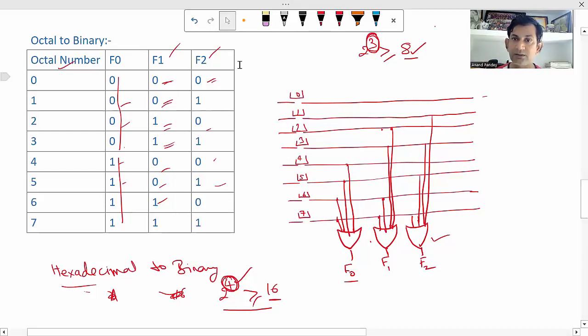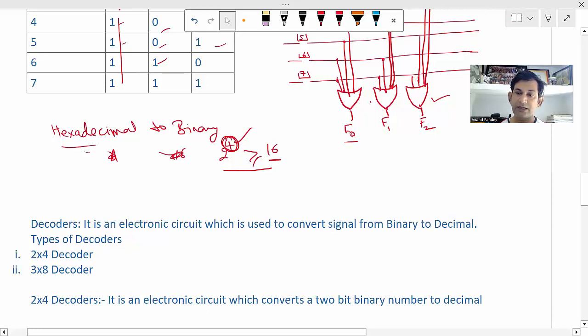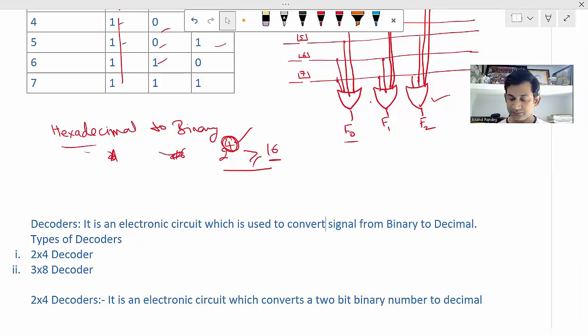Okay, now the next circuit is decoders. So here is the definition of decoders in front of you. You can see it is an electronic circuit which is used to convert signals from binary to decimal. Okay, decoders are used to convert from binary number system to decimal number system only. Okay, and here we have to learn 2 decoders, the 2 cross 4 decoder and the 3 cross 8 decoder.